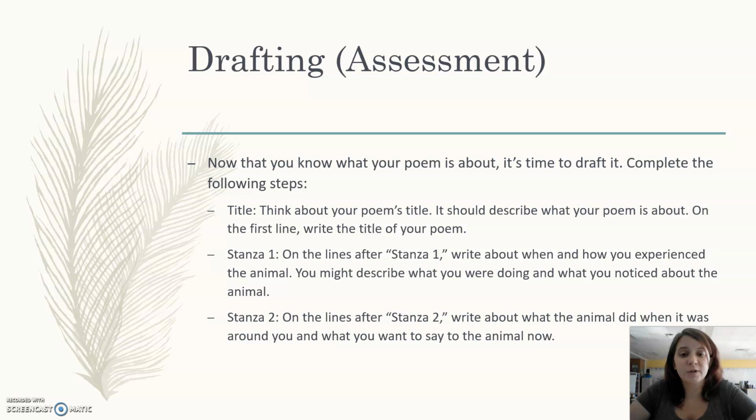On the lines for stanza 1, you're going to write when and how you experienced the animal. And in stanza 2, you're going to write about what the animal did when it was around you and what you'd want to say to it now. So this is your assessment. When you have your draft, feel free to send it to your teacher so that they can look it over. Remember, this is how we're going to check your work.